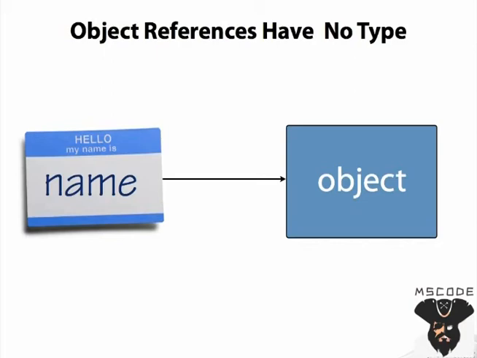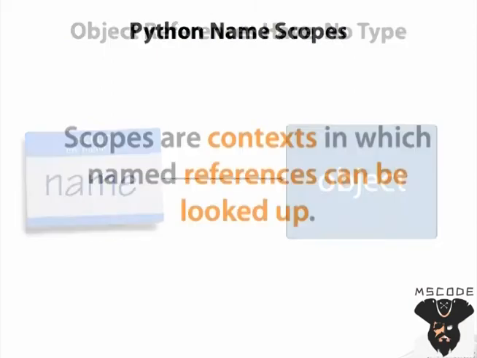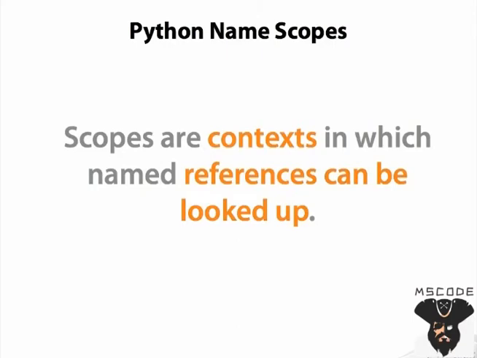But when we bind a name to an object, where is that binding stored? To answer that question, we must look at scopes and scoping rules in Python. There are 4 main types of scope in Python arranged in a hierarchy. Each scope is a context in which names are stored and in which they can be looked up.